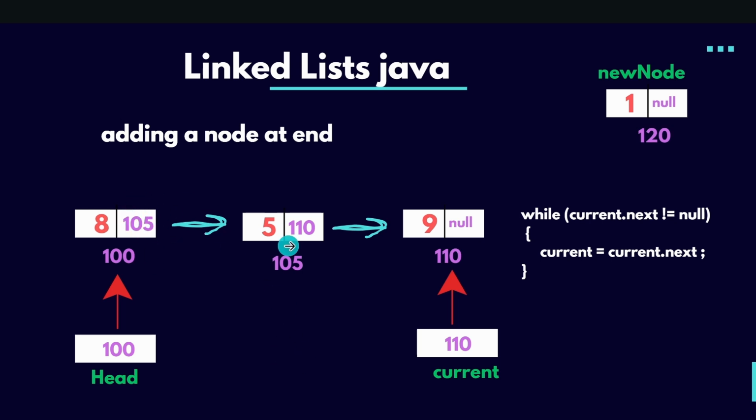So first current will come here. After that it will again check. It is again not equal to null, that current dot next. No, it's not. So it again comes here. Then again we are incrementing, current is equal to current next.